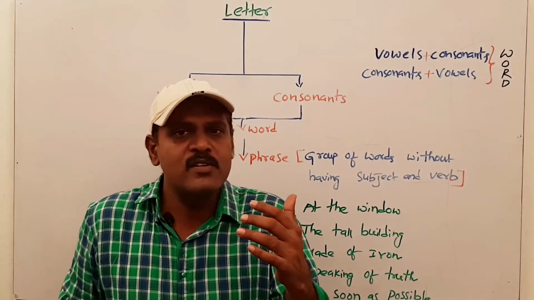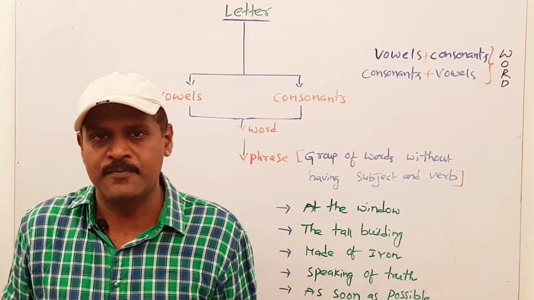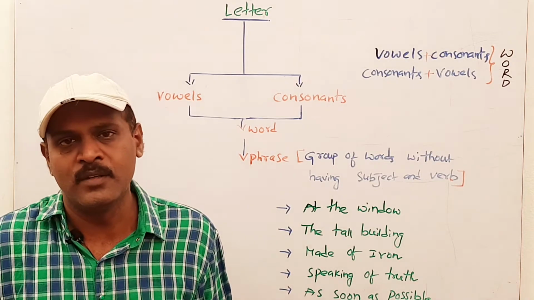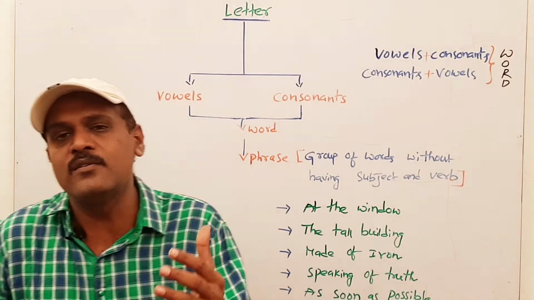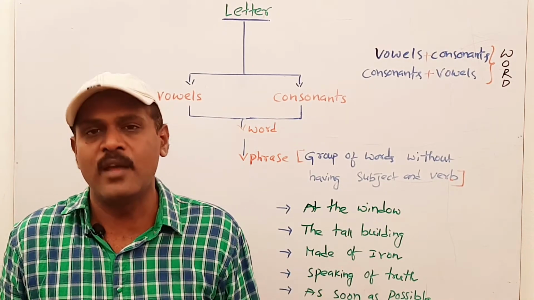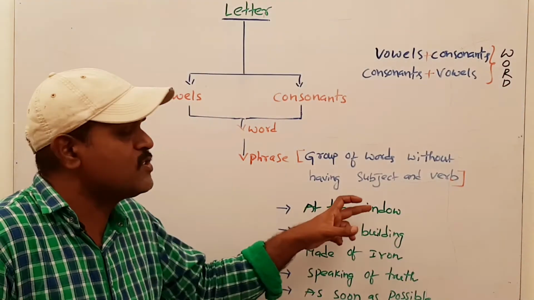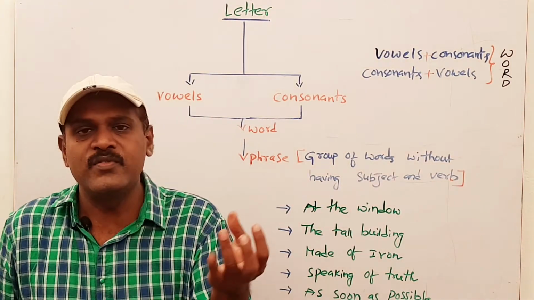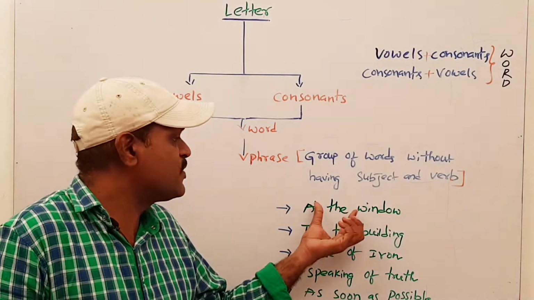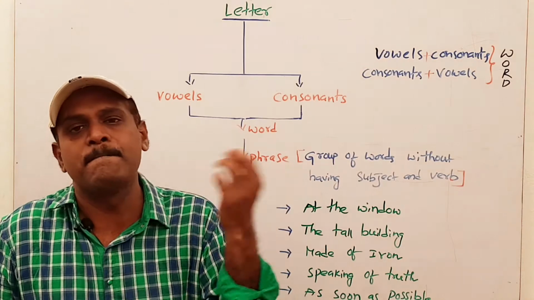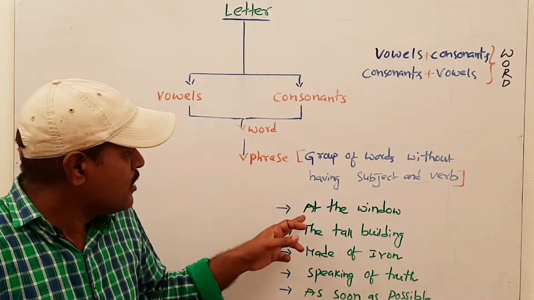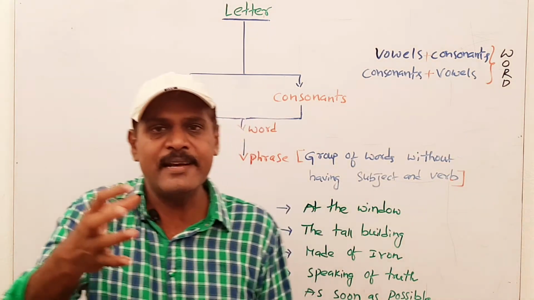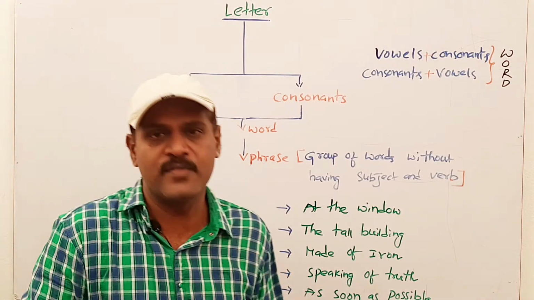So we can see many kinds of phrases. In coming videos, I am going to explain what kinds of phrases we have. In this video, I am just going to tell you in brief. For example, "at the window." Here we can see three words, so this phrase contains three words. It starts with a preposition, that's why it is a prepositional phrase. Any phrase starting with a preposition is called a prepositional phrase.